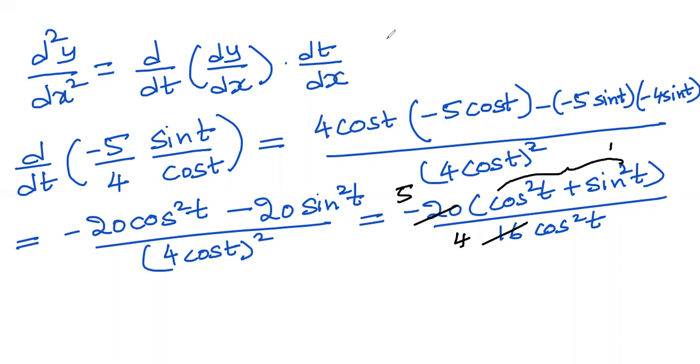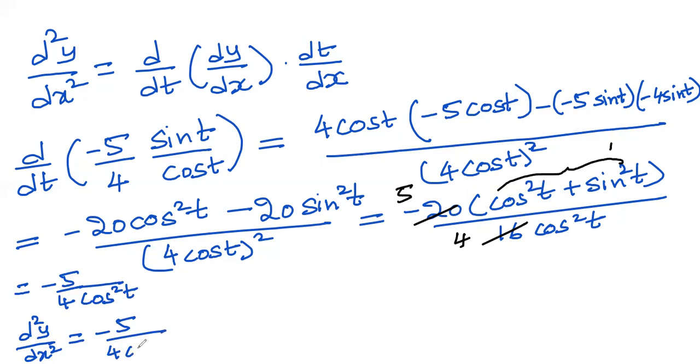So if you use the identity of trigonometric functions, you know that sine squared theta plus cos squared theta is 1. So that's what I'm going to use over here. So we have minus 5 over 4. This is what we get. Now we have to put everything together in this equation over here. So we have d squared y over dx squared equal to minus 5 over 4 cos squared t times dt over dx.